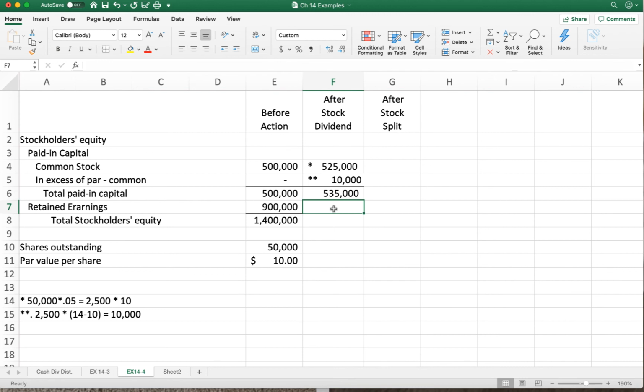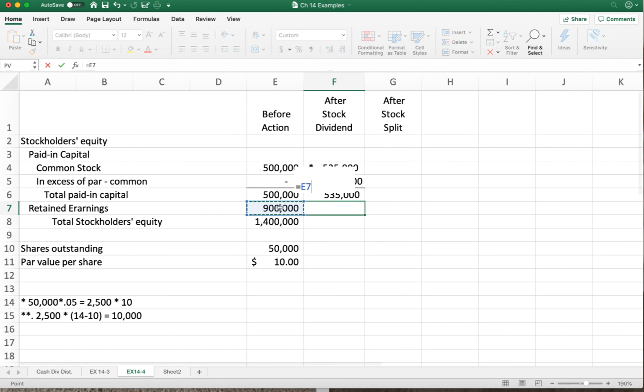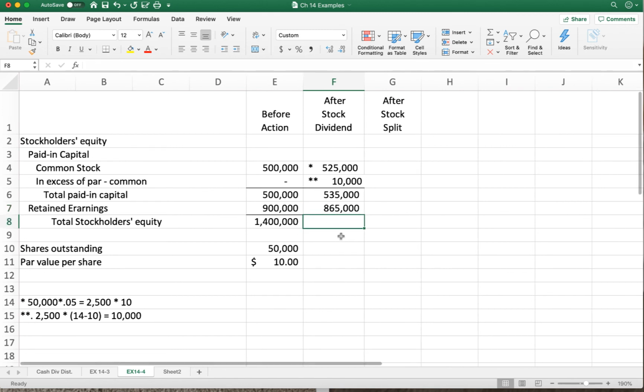So what I'm going to do is figure out my new retained earnings after the stock dividend. Well, that's easy. I'm going to take my retained earnings before any action, and then subtract out the $35,000. We end up with retained earnings of $865,000. Beautiful.